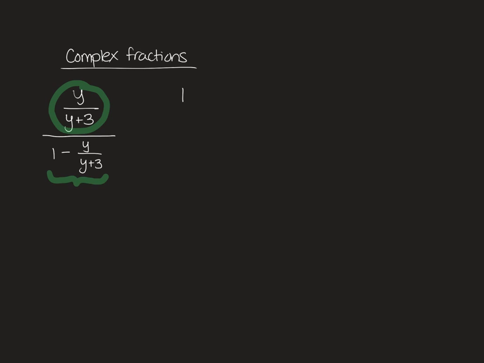So let's look at it. We have 1 minus y over y plus 3. I need to get common denominators. So in this case, what the second one has that the first one doesn't is a y plus 3. That's what I'm going to multiply by.